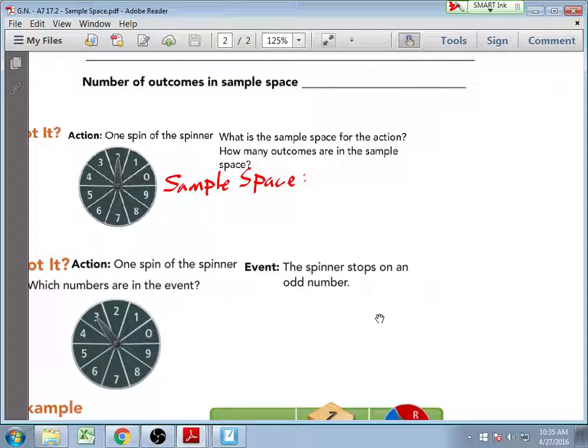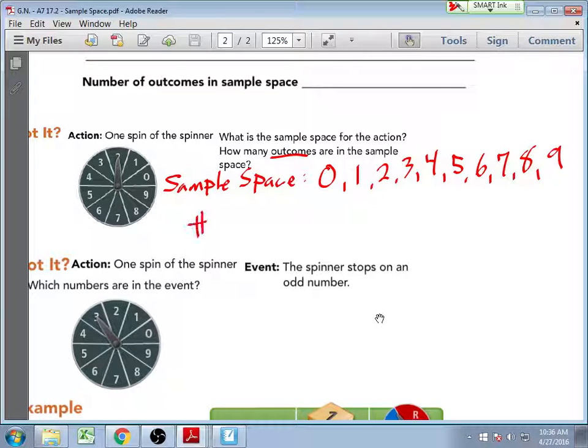So what we want to identify is when I talk about the sample space. Isn't it all of them? Yeah, so I would say it is. We list it out: 0, 1, 2, 3, 4, 5, 6, 7, 8, and 9. I list out the entire sample space, every single option. Then how many outcomes? Well, my number of outcomes is 10.